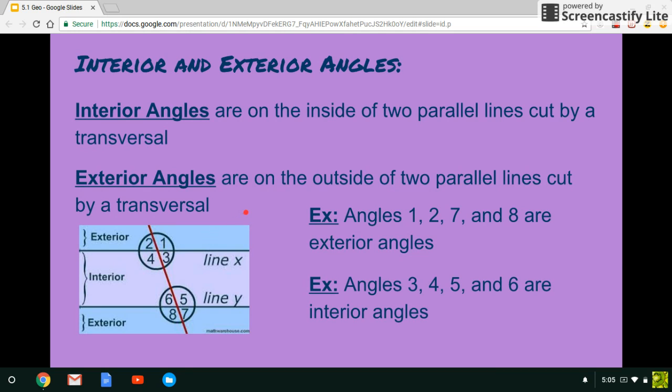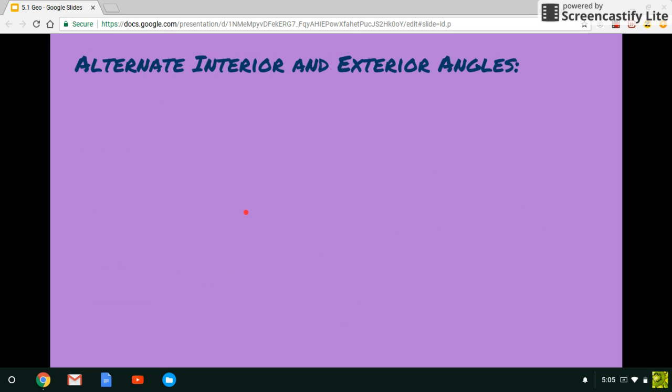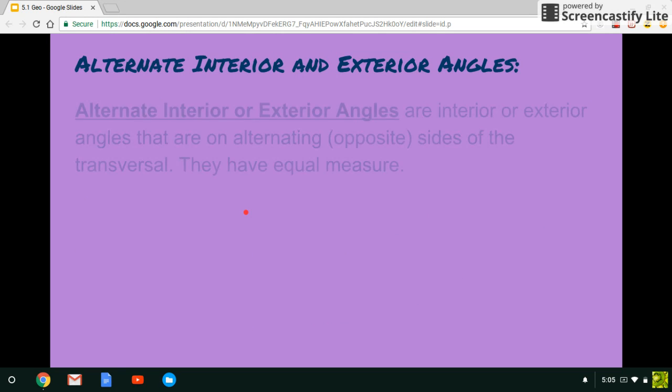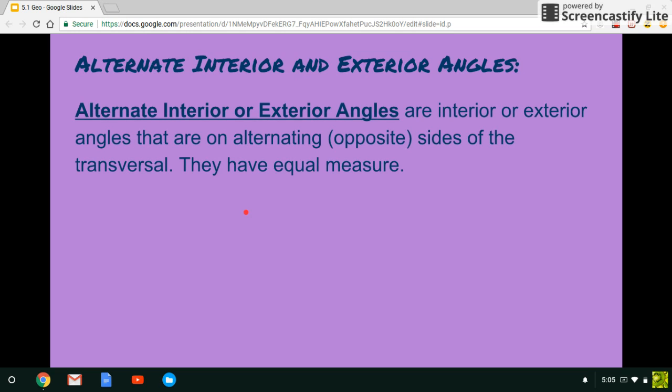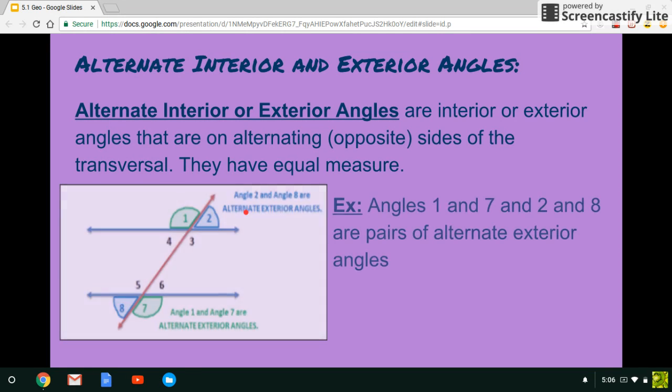All right, so we have interior and exterior. So let's go a little bit further now, classifying these angles. Now we can have alternate interior and alternate exterior. So alternate interior and exterior are either a pair of interior angles or a pair of exterior angles that are on alternating, which means opposite, sides of the transversal. And something important about these angles is that they have equal measure, the same amount of degrees.